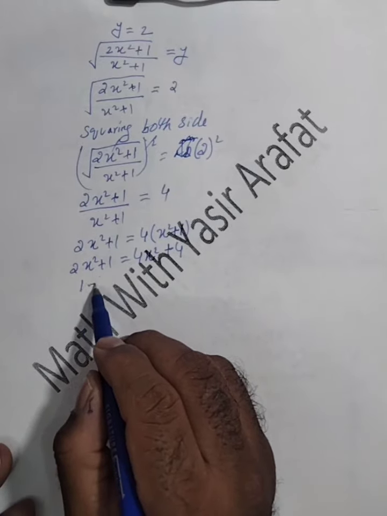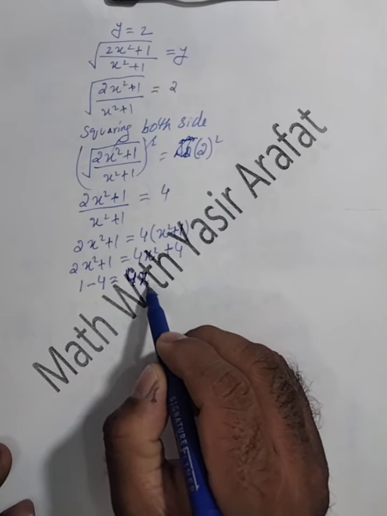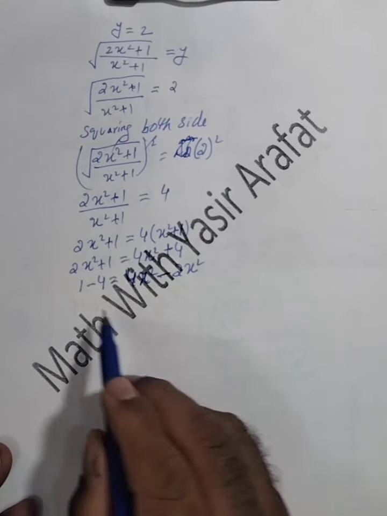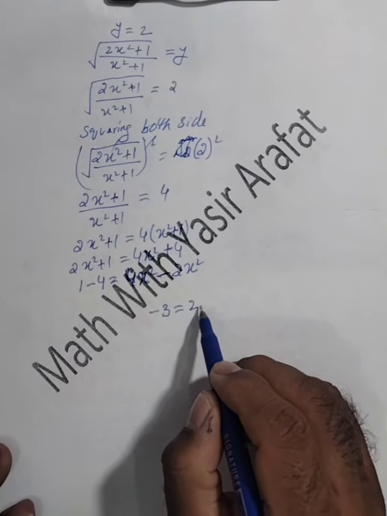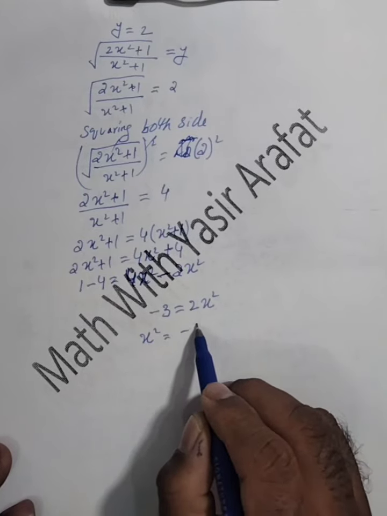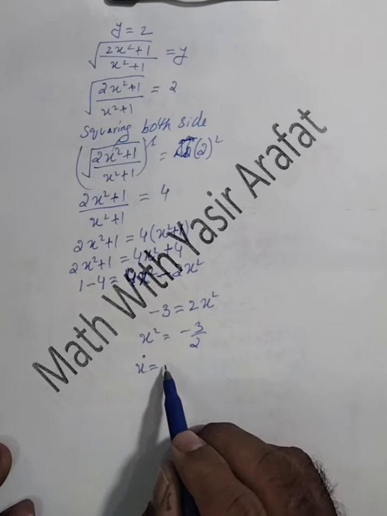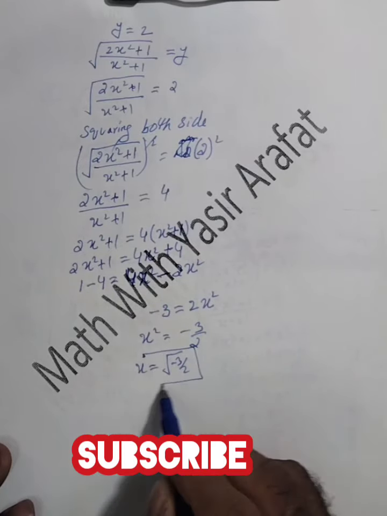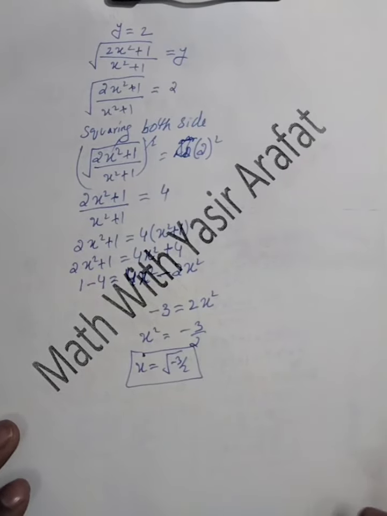So again we have to separate the values here. This is 4x square minus 2x square. So 1 minus 4 means minus 3, and 4x square minus 2x square is 2x square. So the value is minus 3 upon 2. So x is equals to radical, take out the radical on both sides. Directly we have to write down this question's answer. So this is the value of x: minus 3 upon 2.